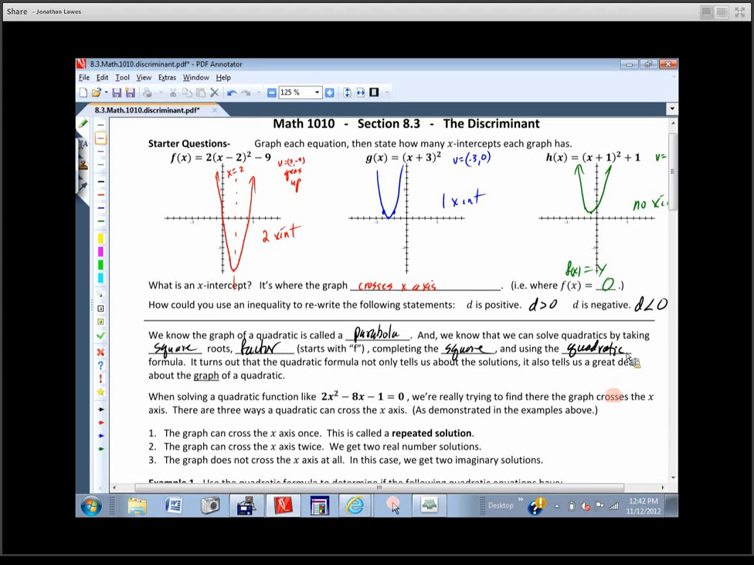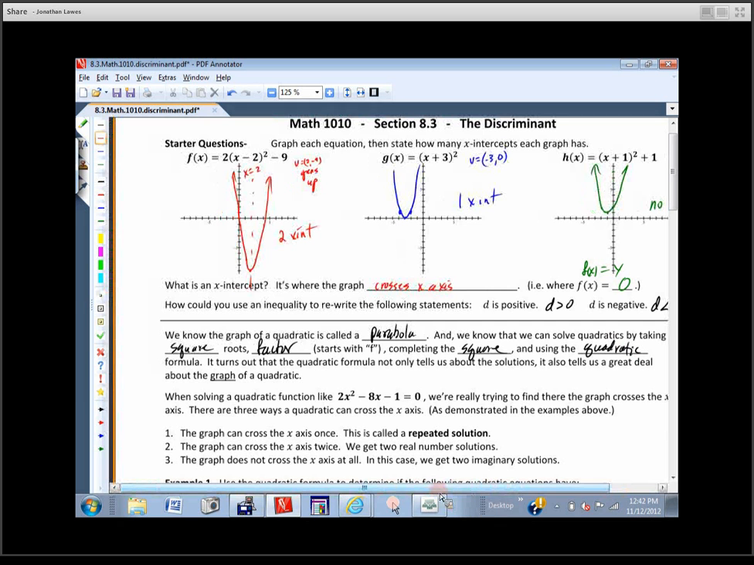Okay, by the way, would you do this for me right now? Right here, would you write down the quadratic formula? Don't say anything out loud. Don't be Elaine and sing it or anything like that. Just write the quadratic formula right here.